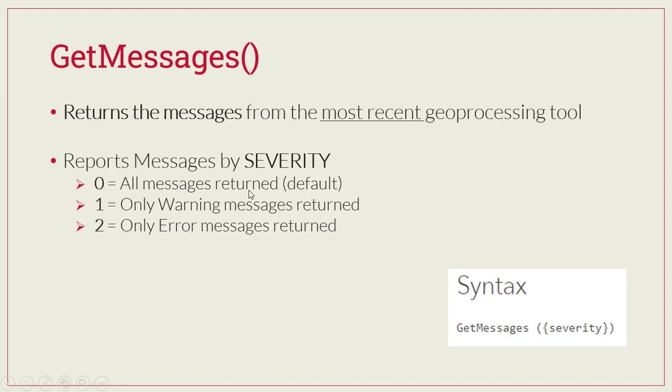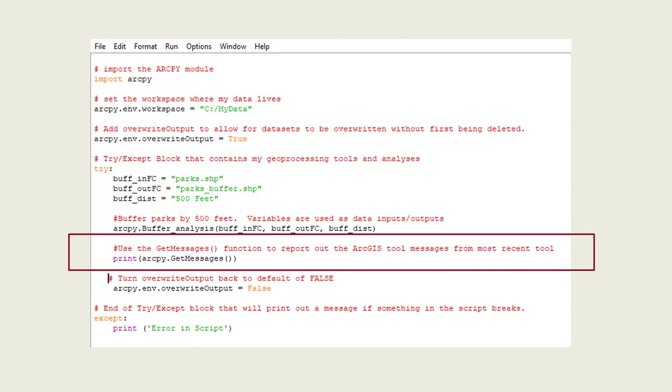So everything: you'll see the start and stop time, the parameters, the warnings in the messages. If you put a 1 in here, you'll only see a message if there was a warning thrown when the tool was running. And if you put in a 2, you'll only see a message that says there was an error returned. So if you put in 2 and everything runs cleanly, you won't see any messages reported by GetMessages.